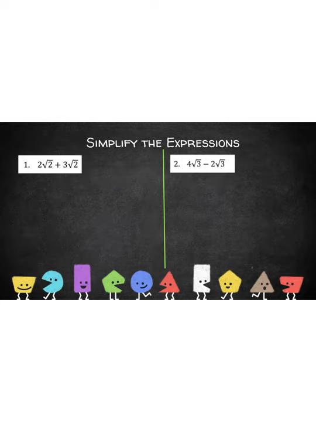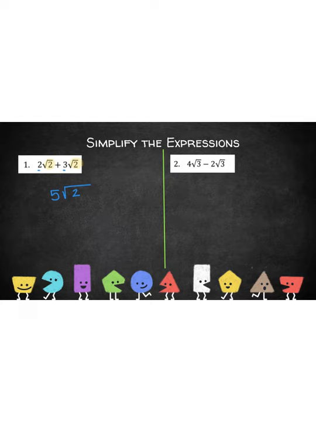So let's look at this first one here. I'm going to first check and see, are the numbers the same under my radical? And when they are, yes, that means I can go ahead and take my numbers out front, so my 2 and my 3, and because I'm adding, I'm going to add those. So 2 plus 3 is 5. So I'm going to have the number out front be 5, and then the radical stays the same. So it's going to be times the square root of 2.